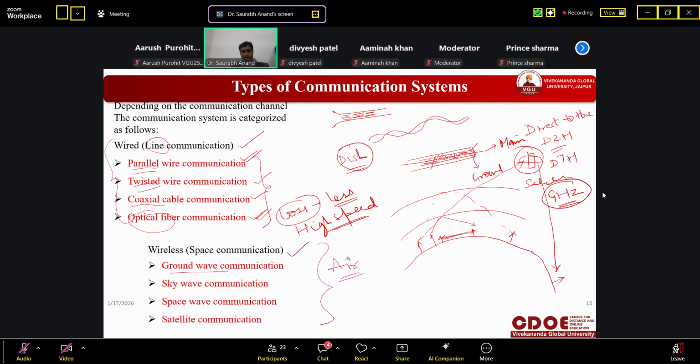So, understood all about wired and wireless? Analog is a wavy graph, digital is shared. Yes, analog is a wavy graph, like waves.